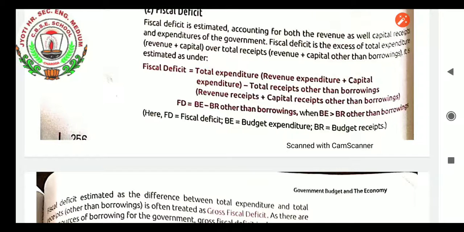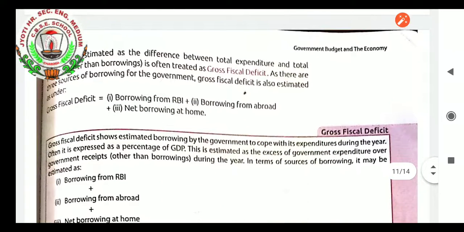So the short formula is FD equals TE, or you can say BE, that is, budgeted expenditure minus budgeted receipts other than borrowings, when BE is greater than BR. That is, budgeted expenditure is greater than budgeted revenue. Here we are counting capital plus revenue, both, in receipts as well as in expenditure. That will be considered as total budgeted expenditure, and the revenue plus capital receipts we are getting is known as budgeted revenue. When budgeted revenue is less than budgeted expenditure, we get fiscal deficit.